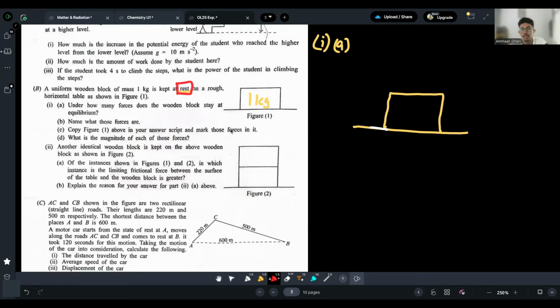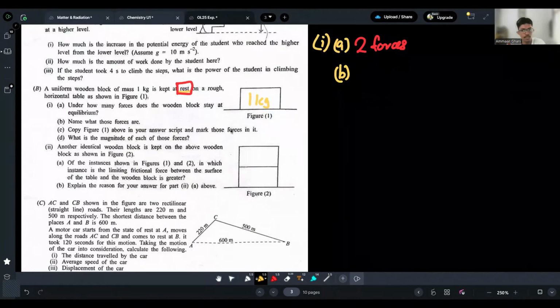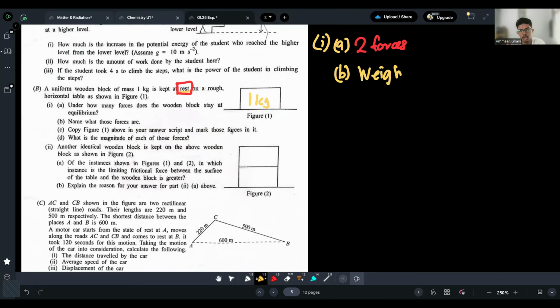So in that case, how many forces are acting on the wooden block to stay in equilibrium? Obviously, force number one is the weight. And if weight is acting, obviously to stay in equilibrium, there would be a normal reaction. So under how many forces does the wooden block stay at equilibrium? Two forces. And name what those forces are: weight and normal reaction.